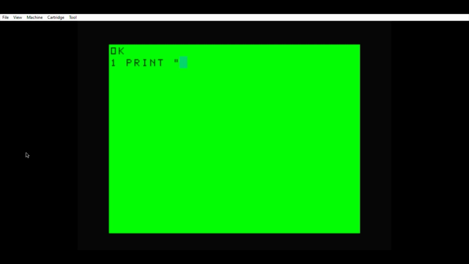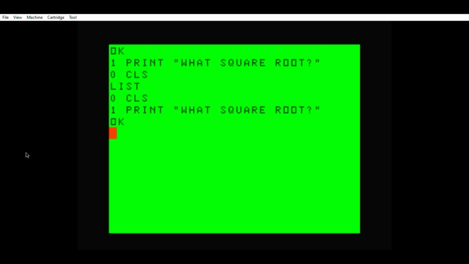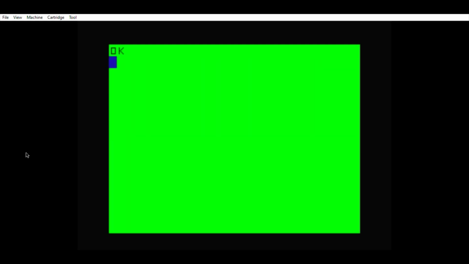The first line is a print statement. What square root? Okay. So we're going to run this program. Actually, we're going to put a line in here and clear the screen first, so when we run our program, we don't have all this garbage on the screen. So it says what square root.